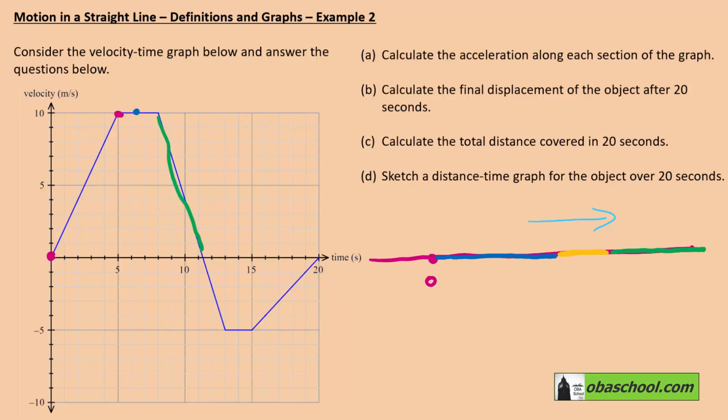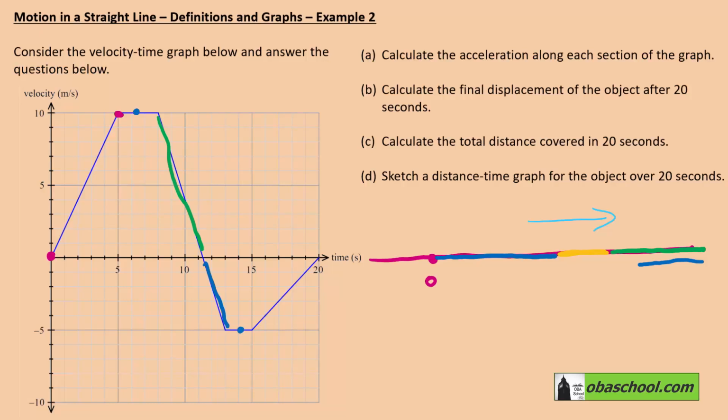Now what starts to happen? Along here, it's accelerating, as in getting faster, but in the negative direction. So it's starting to travel backwards this way.